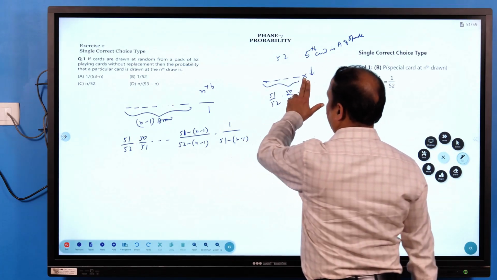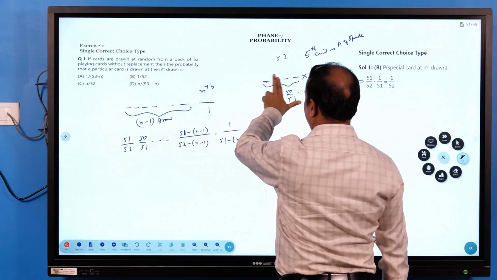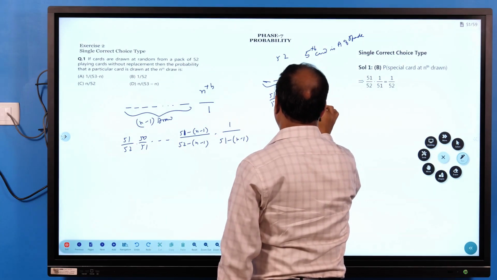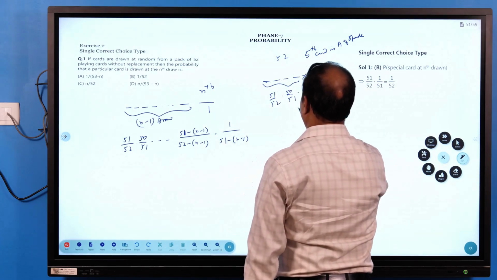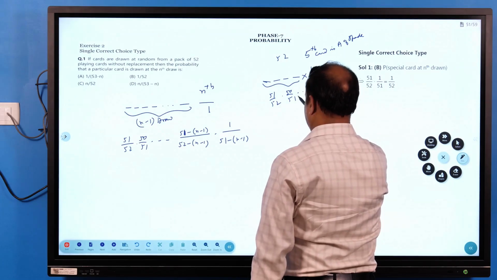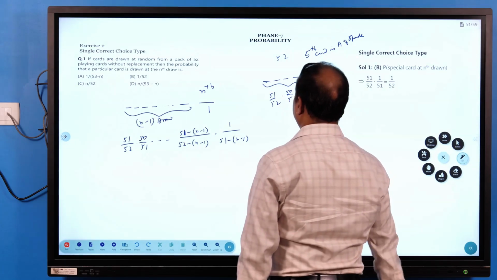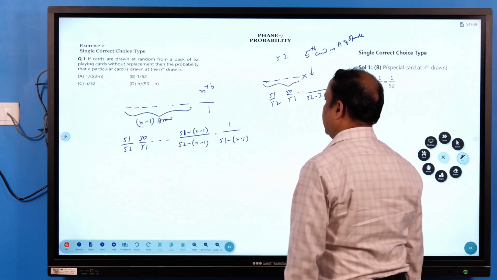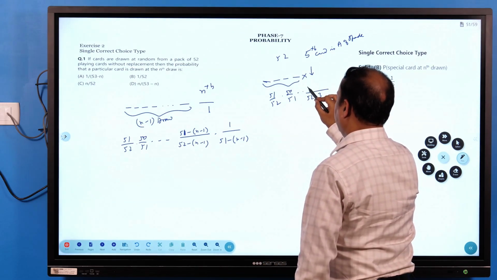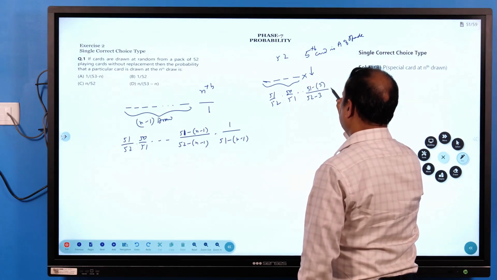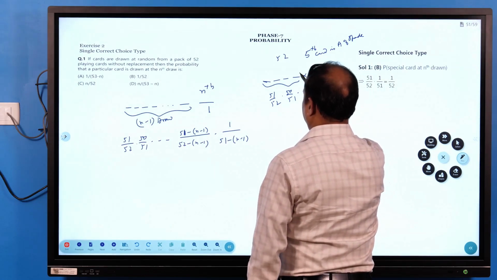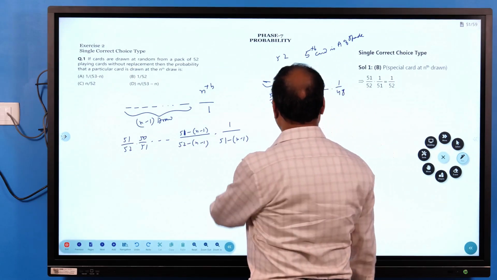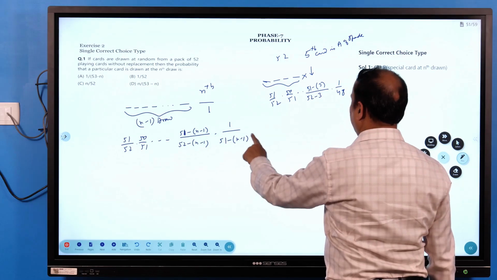For the last one, now 3 cards are already gone. So how many will be left? 52 minus 3. So for this card, 52, 51, 50 minus 3. That is, 52 minus n minus 1 cards left. And here how many will be left? 51 minus 3 cards. After this, how many will be left? 4 cards are gone, so 48 left. So 1 upon 48. So how to write 1 upon 48? 52 minus 4 will give me 1 upon 48.